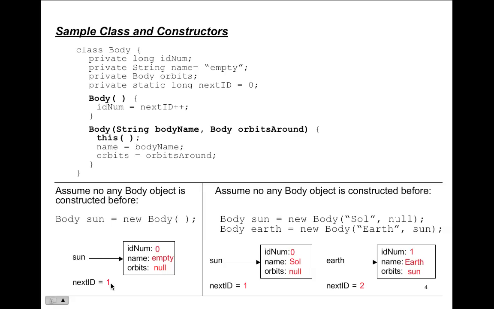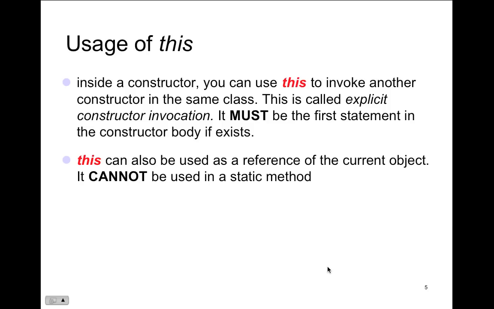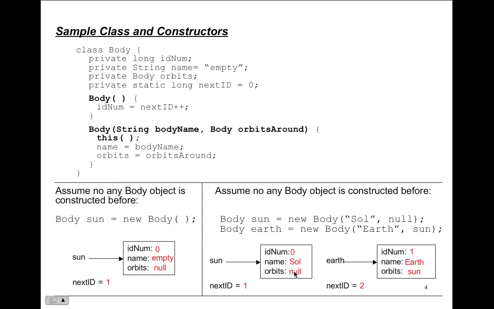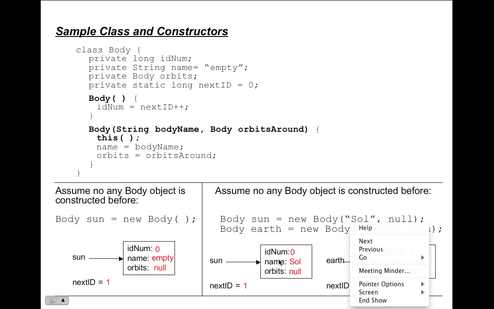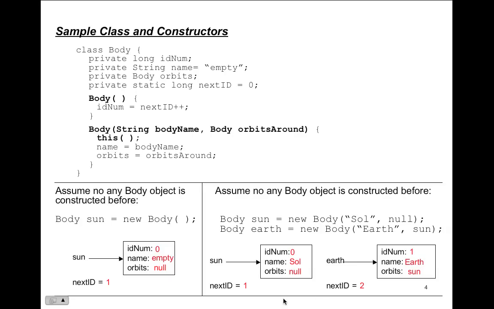And the next ID is equal to 1, because in this Body, the ID number is incrementing. If you're not familiar with the plus plus notation, that's a basic programming concept, the same thing as in C and C++. Okay, so assume no Body objects have been constructed, but now we're going to run the constructor two different times. We're going to create Body sun and Body earth, two different objects, and send them two different parameters. Now we have two separate objects with two separate sets of values. What this slide is showing you is how the values are set differently, and how next ID is incremented automatically when each one of them is run.